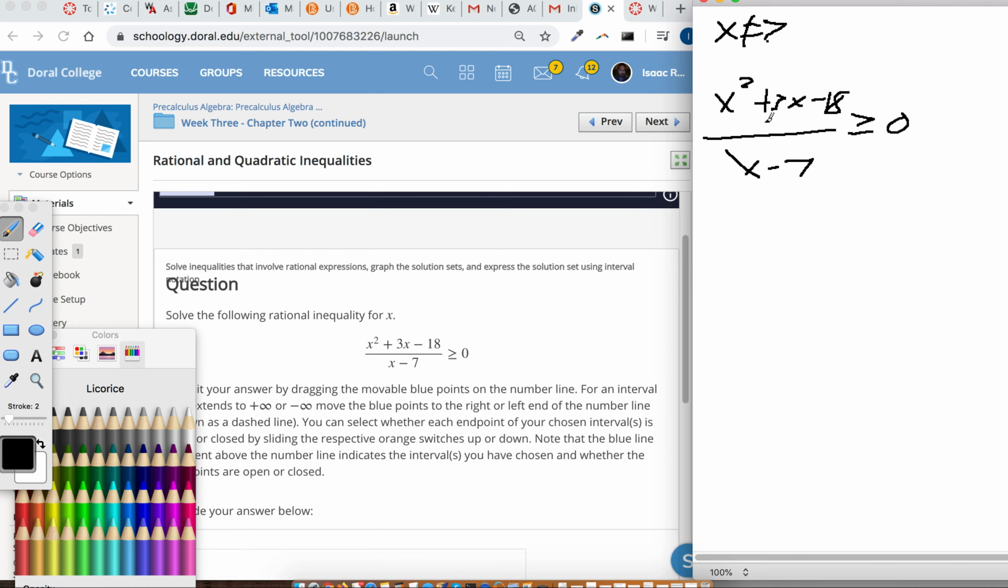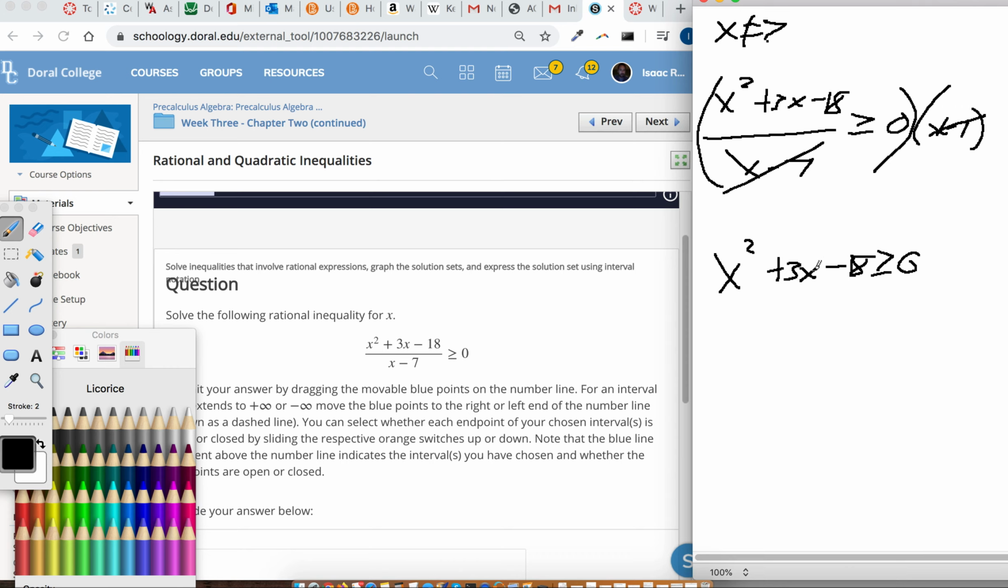You can multiply both sides by x minus 7, right? Perfectly legal thing to do with math. That makes this cancel out, and then x minus 7 times 0 is just 0. So now it's quadratic.